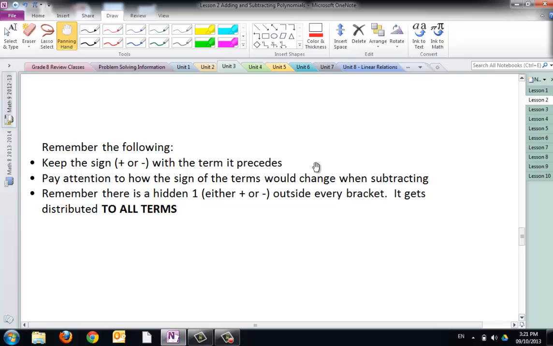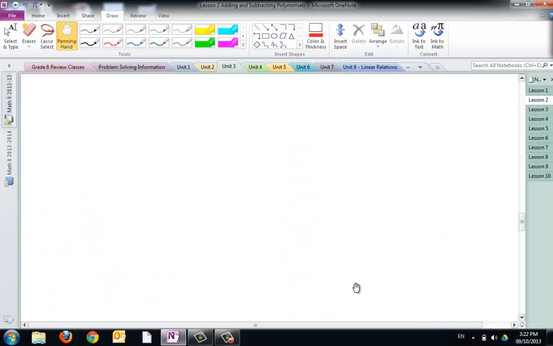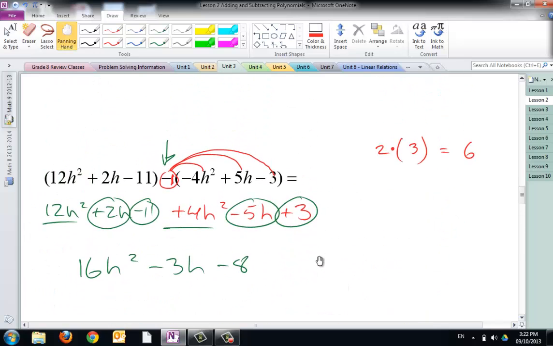Please remember the following things. Keep the sign, the plus or the minus, with the term it precedes. That's really important. Pay attention to how the sign of the terms will change when subtracting. That one will give you drastically different answers if you're not careful with that. And if you want to think of it this way, remember that there is a hidden 1 outside of every bracket. It gets distributed to all terms. When I say it gets distributed to all terms, that was like at this point where this negative 1 here got distributed or multiplied onto each of the terms inside the brackets.